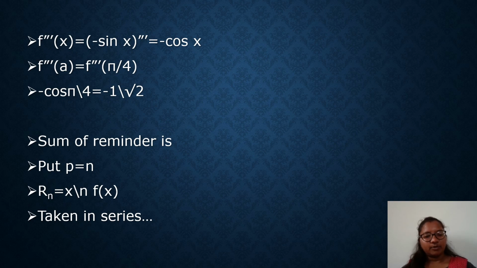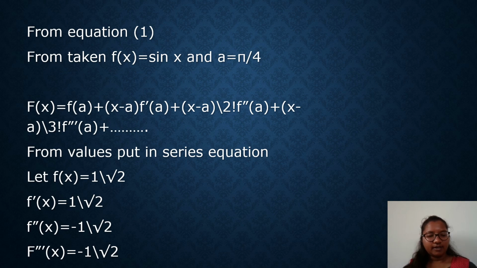Next, f triple dash of x equals derivative of minus sin x equals minus cos x. f triple dash of a equals f triple dash of pi by 4 equals minus cos pi by 4 equals minus 1 by root 2. Continuing in the same way, we take f of x equals sin x and a equals pi by 4 from equation 1.